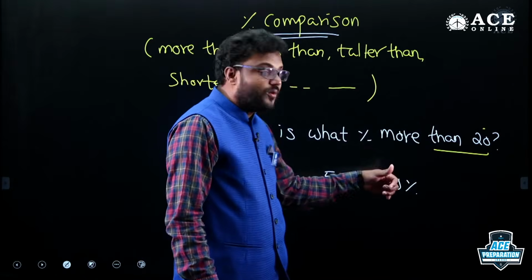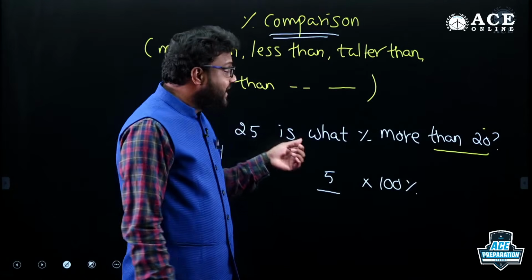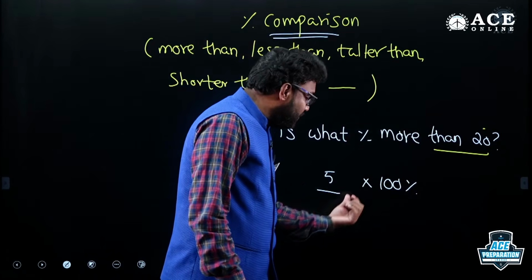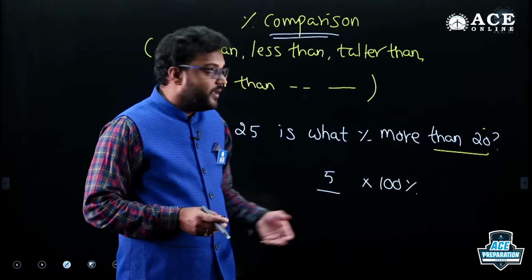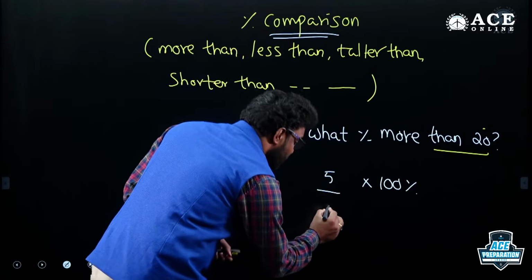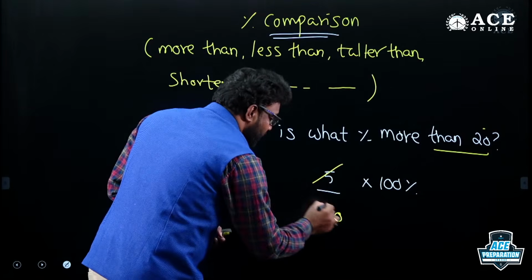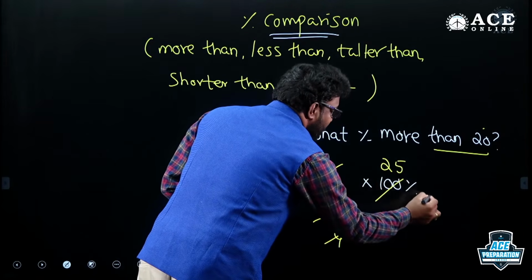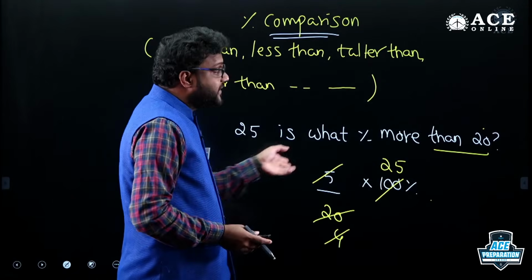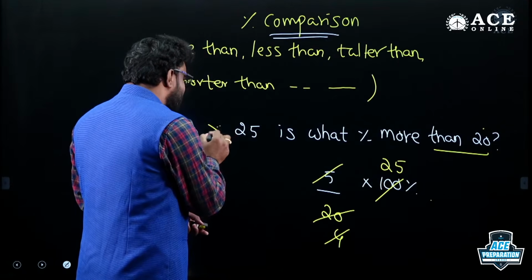A is what percent more than B means B should be in the denominator. A is what percent less than B, B should be in the denominator. With what you are comparing, the value after "than", that is what we have to consider here. So this is the compared value. Now 5 over 20 is 1 by 4, so it's 25% more than. 25 is 25% more than 20. This is "more than", similarly "less than" also.